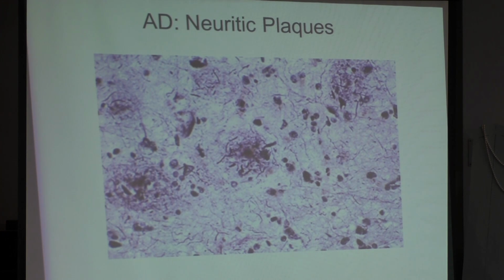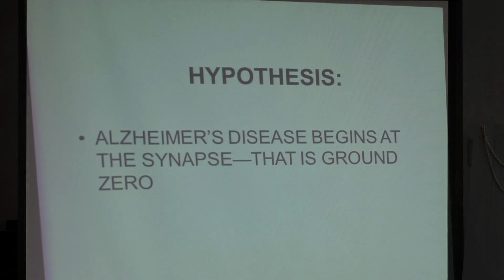Here in Alzheimer's are the neuritic plaques. Here the amyloid is present. That's toxic, and it induces the nerve cell to sprout and make little short circuits in here. And so that becomes a hallmark of abnormal brain. And so our hypothesis, and others as well believe this, is that Alzheimer's disease begins at the synapse, and that is ground zero. So it starts at the synapse, where one neuron will touch the next one.